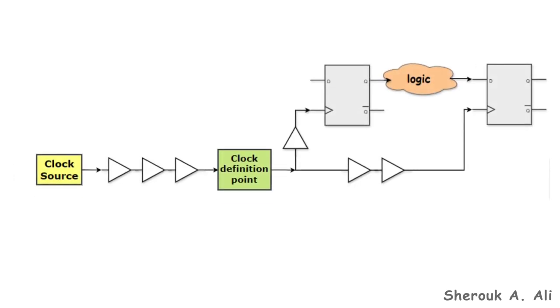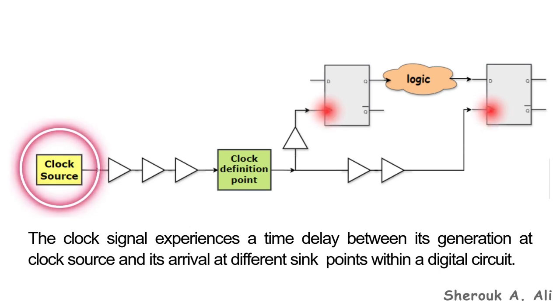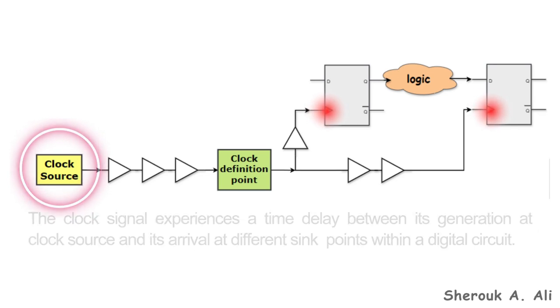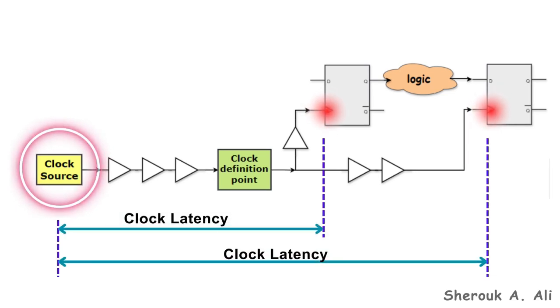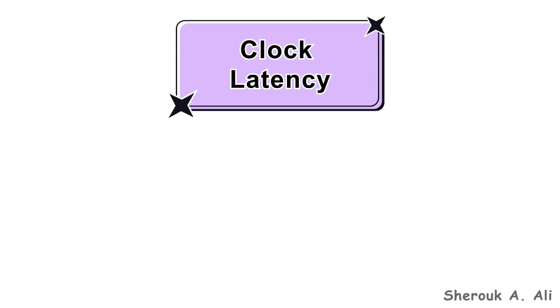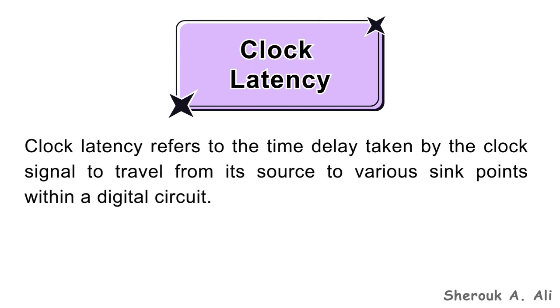So, we conclude that the clock signal experiences a time delay between its generation at clock source and its arrival at different sync points within a digital circuit. This time delay is known as clock latency. So, we can define clock latency as follows. Clock latency refers to the time delay taken by the clock signal to travel from its source to various sync points within a digital circuit.